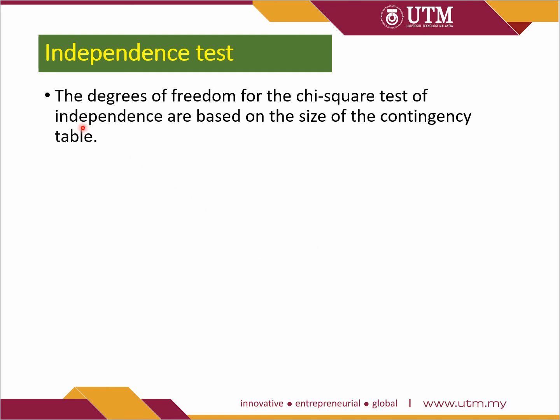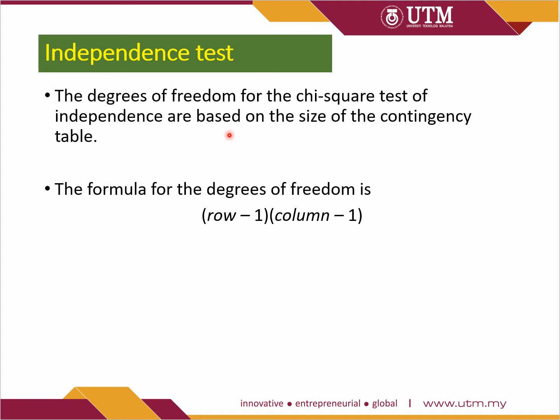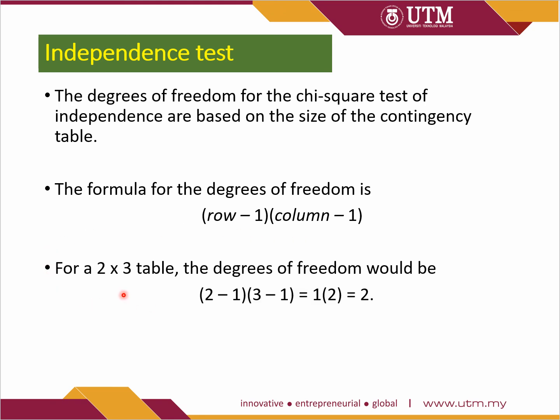Now the degrees of freedom for the chi-square test of independence are based on the size of the contingency table. The formula for the degrees of freedom is the number of rows minus 1, times the number of columns minus 1. For example, we have a 2 by 3 table. So the degrees of freedom would be 2 minus 1, where the number of rows is 2, times 3 minus 1, where the number of columns is 3. So it will be equal to 1 times 2. So the degrees of freedom is equal to 2.